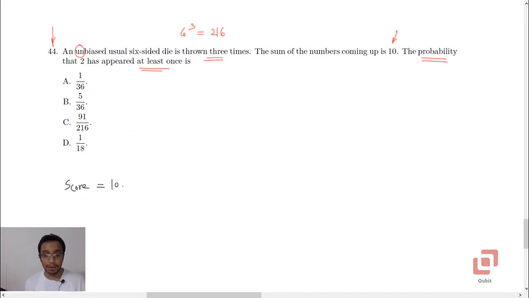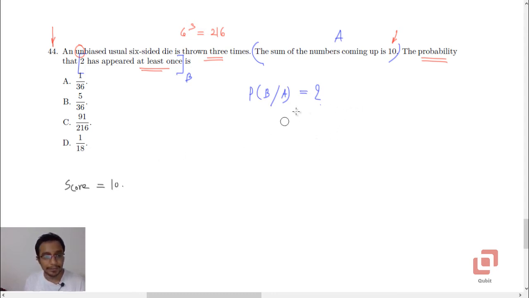If I call the event that the sum of the numbers obtained is 10 as A, and if we call 2 has appeared at least once as B, then which conditional probability have we been asked to compute? We have been asked to compute the probability that B has occurred under the condition A. So this is the probability that we are interested in finding out.